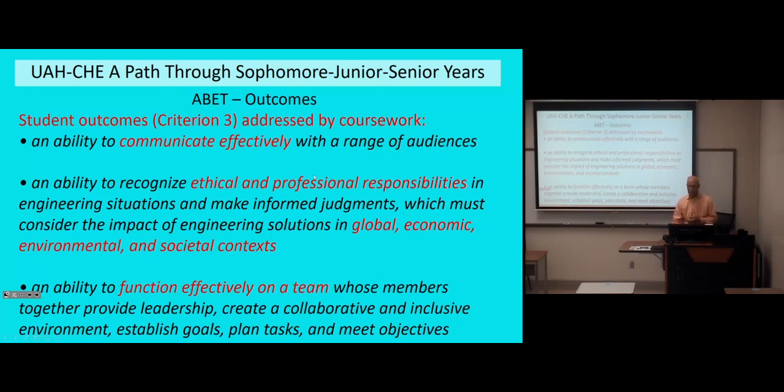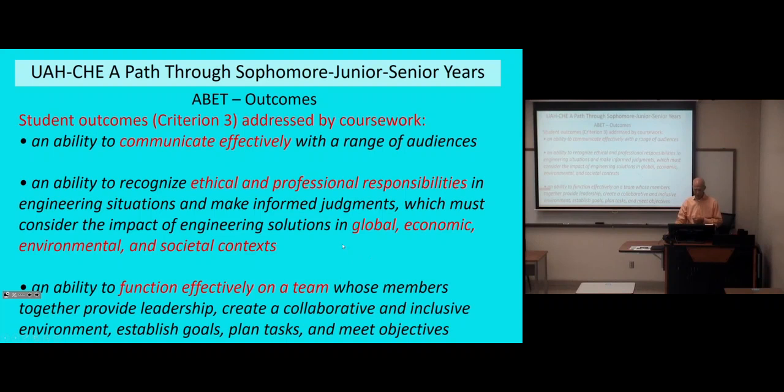Critically important is the next one: an ability to recognize ethical and professional responsibility in engineering situations and make informed judgments, which must consider the impact of engineering solutions in global, economic, environmental, and societal contexts. So there's an overarching theme here, that you have to put it in the context of global, environmental, and societal factors. Also, you don't want to be the engineer who let some bad accident happen because you were not exercising your professional responsibility.